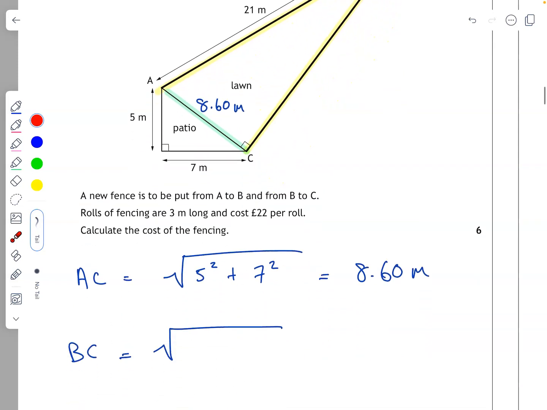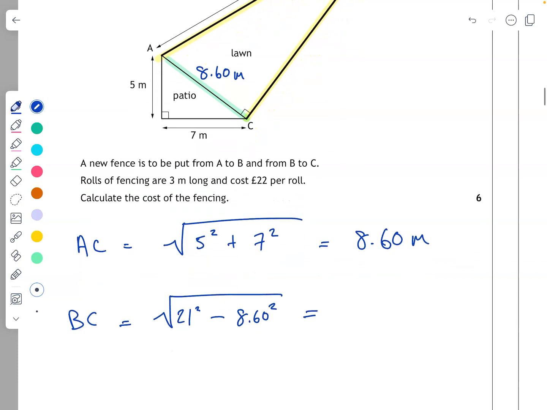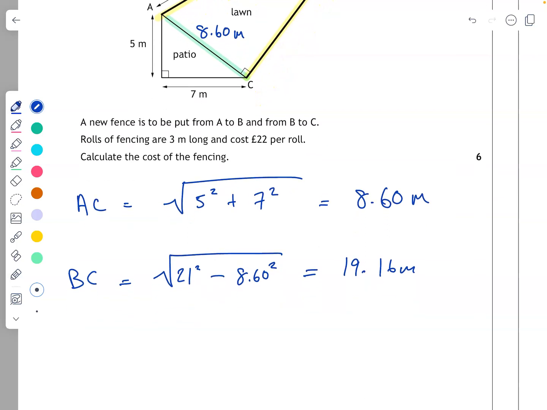So because we've got the longer side, we're going to use this form of Pythagoras' theorem where we're going to subtract. So we're going to do the 21 squared, so it's always the hypotenuse, the longer side first, minus the other side, which is this 8.6 squared. So you put that into your calculator, and we're going to get 19.16 metres. So now we've got the sizes that we need, the lengths of the new fences to be put from A to B and B to C.